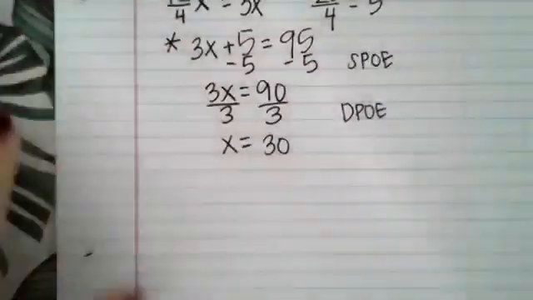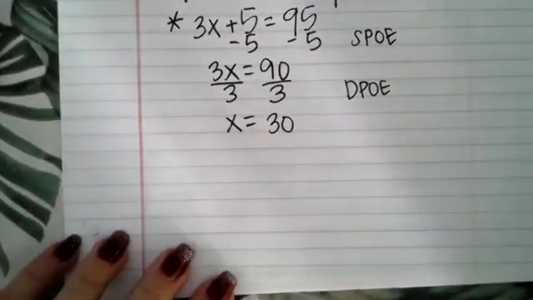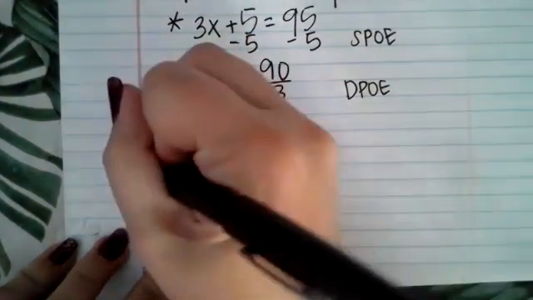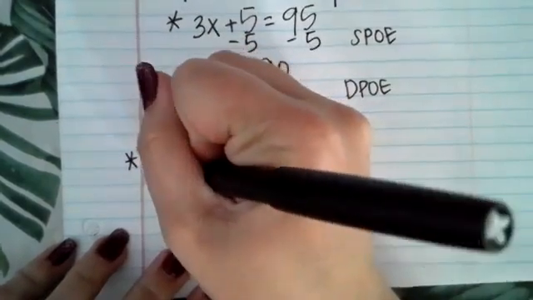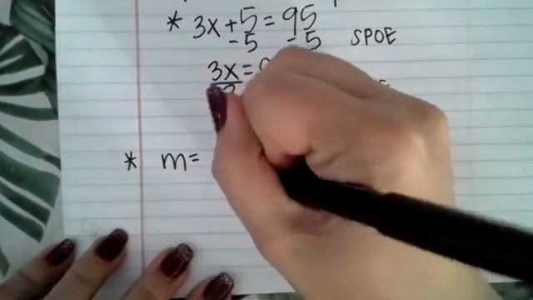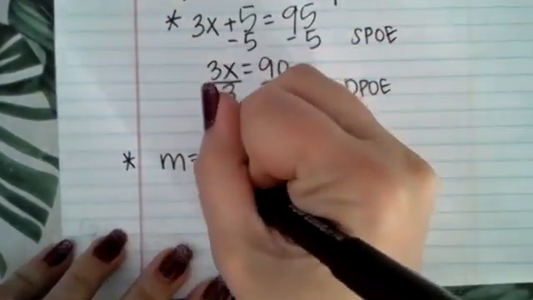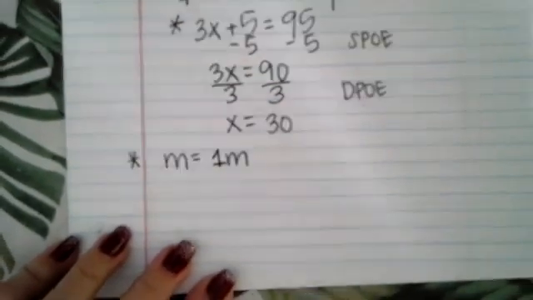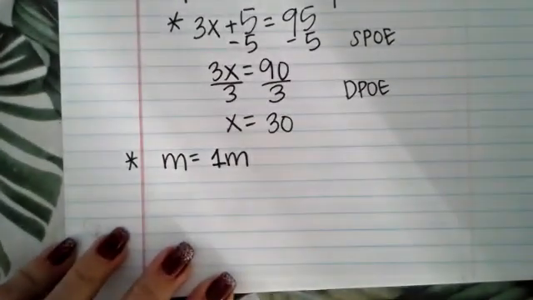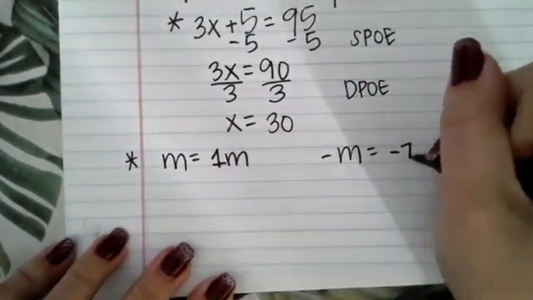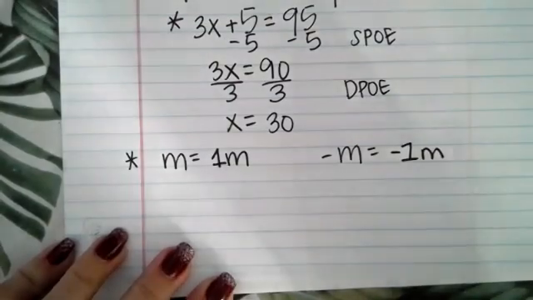We're going to look at an example now where knowing that a letter on its own, a variable on its own, is the same thing as 1 times that variable. So what I mean by that is, let's say I have the variable m. M by itself is the same thing as 1m. And in a similar way, negative m is the same thing as -1 times m.